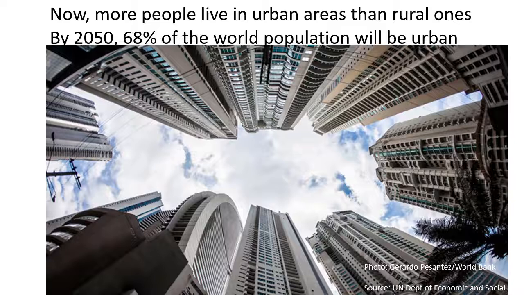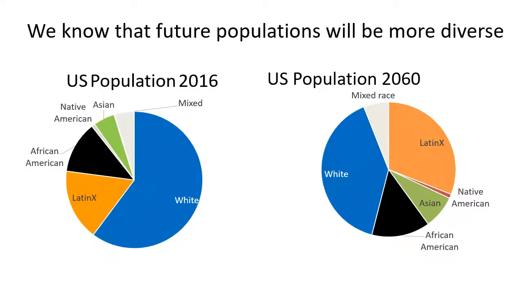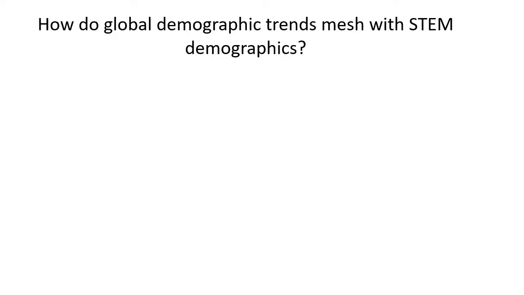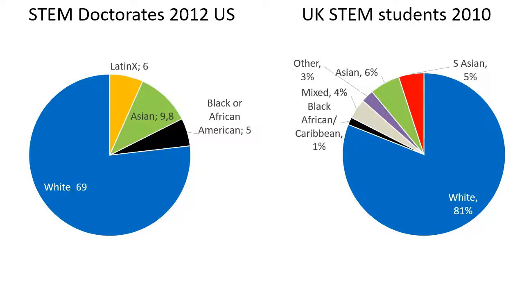So by 2050, almost 70% of the world is going to live in urban environments. And we know that future populations are also going to be more diverse. These are just projections for the US population in 2060. And we also know that around the world, urban populations are more diverse than rural populations. So how do these global demographic trends mesh with STEM demographics?